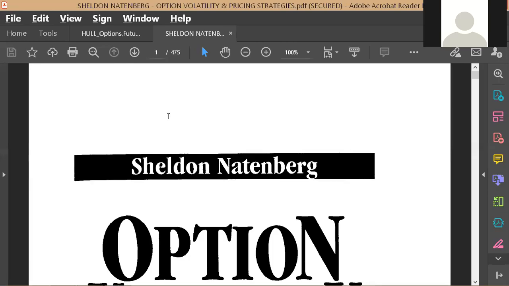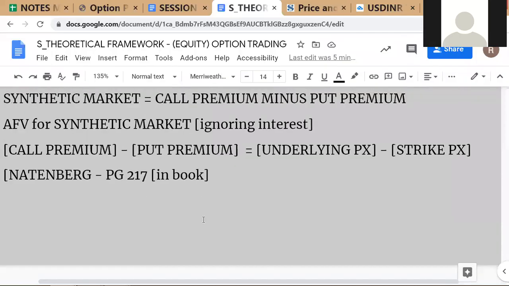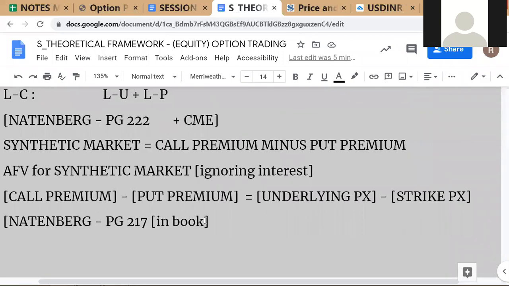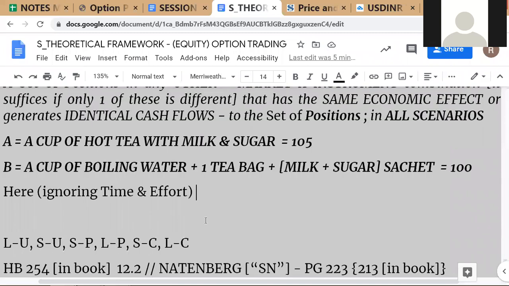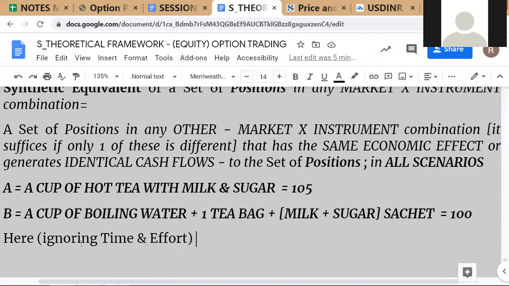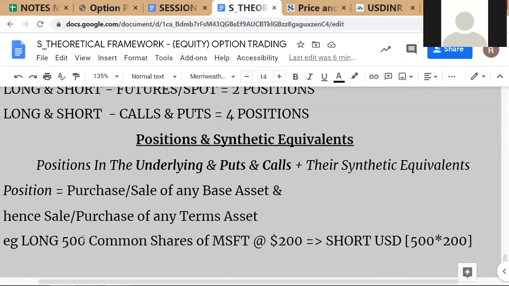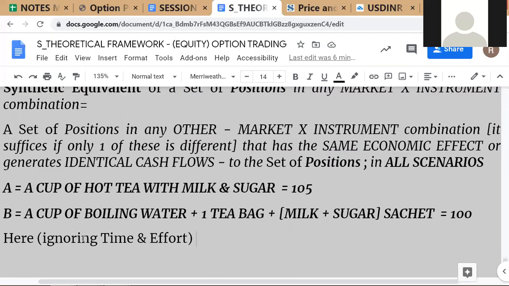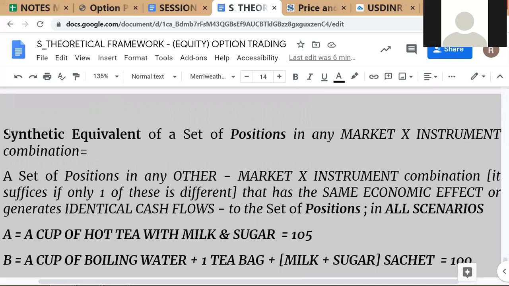So here you can look at, I have referred to synthetic equivalent, call preview, maybe 217. So maybe we talk about arbitrage, and we are giving a little preview of arbitrage. Synthetic equivalent of any set of positions is, we're defining a synthetic equivalent, okay? Here, ignoring time and effort, let me finish this right up, okay? Before I get to.